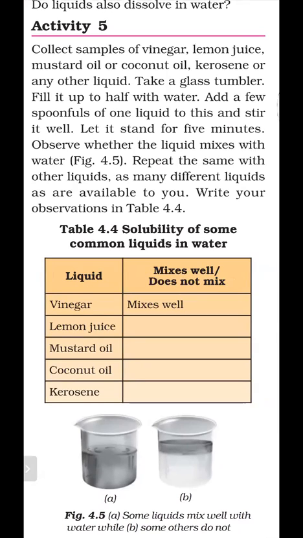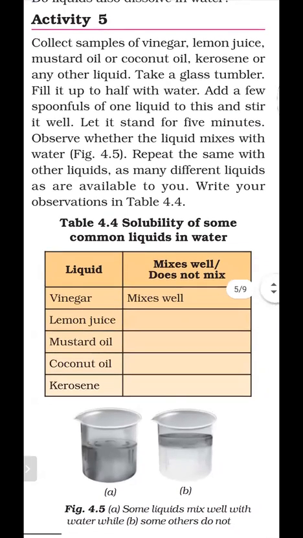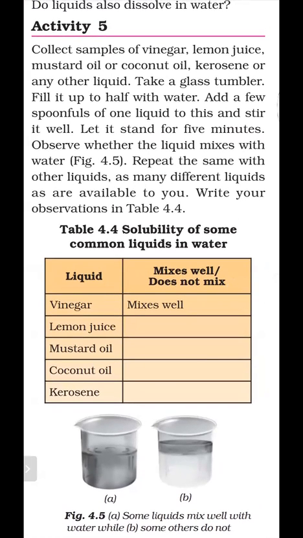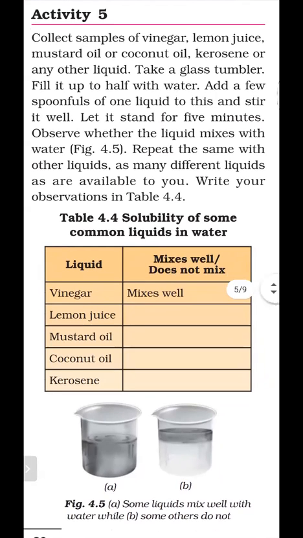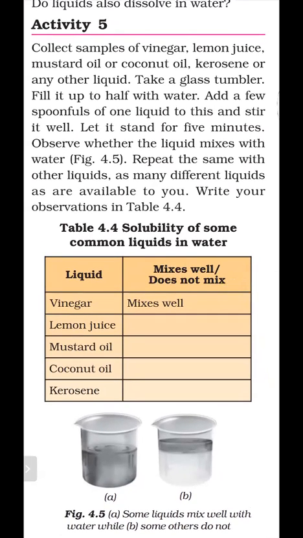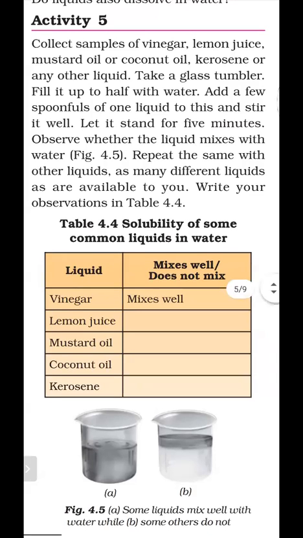So the liquids which dissolve in the water are called miscible liquids, and the liquids which do not dissolve into the water are called immiscible liquids. And what are examples of miscible and immiscible liquids? Suppose vinegar, it mixes well into the water. So this is an example of miscible liquids. And suppose coconut oil, it does not mix into the water. So this is immiscible liquids.